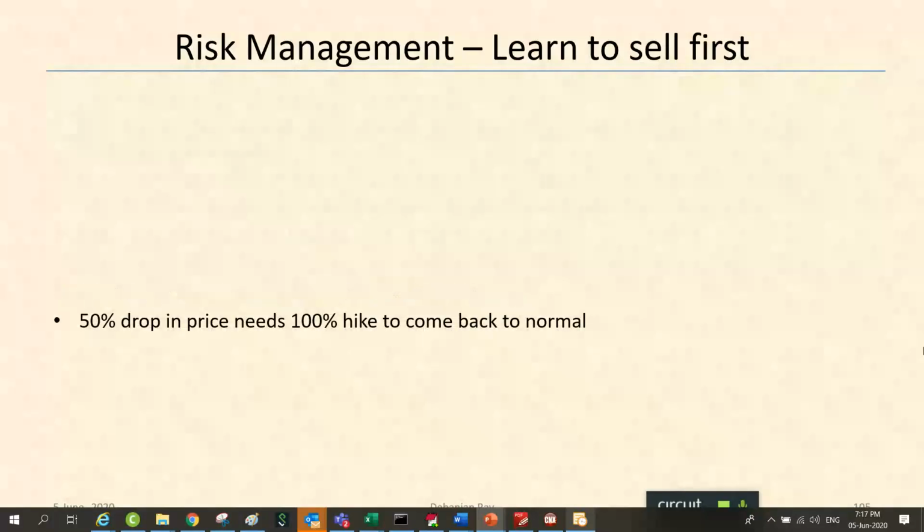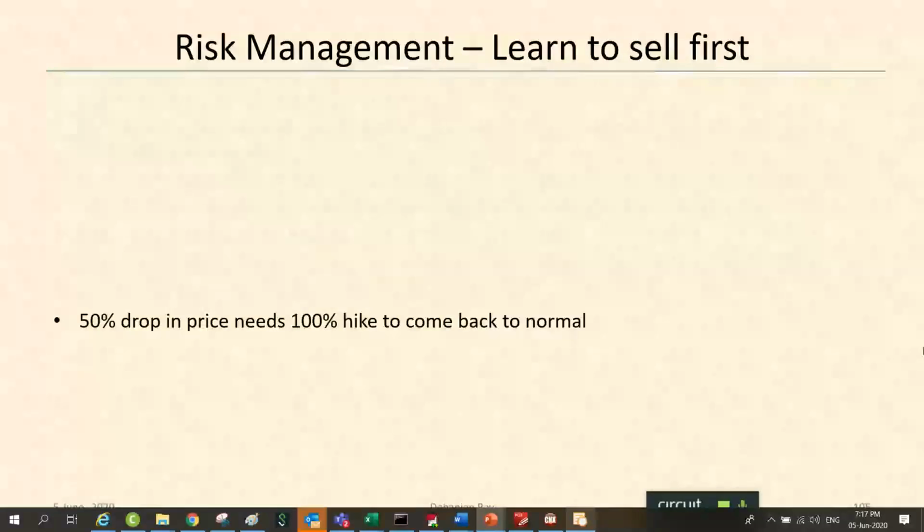Because a 50% drop in the price needs a 100% rise to come back to normal, which is very difficult. For example, the stock price is 100 rupees. It has fallen to 50 rupees. It is a 50% fall, 50 divided by 100. But now the price is 50 rupees. If you want it to get back to 100 rupees, it is double the stock price, so a 100% rise. Even for a 10% drop, from 100 rupees to 90 rupees, coming back to 100 rupees is not a 10% jump. It is much more than 10%.